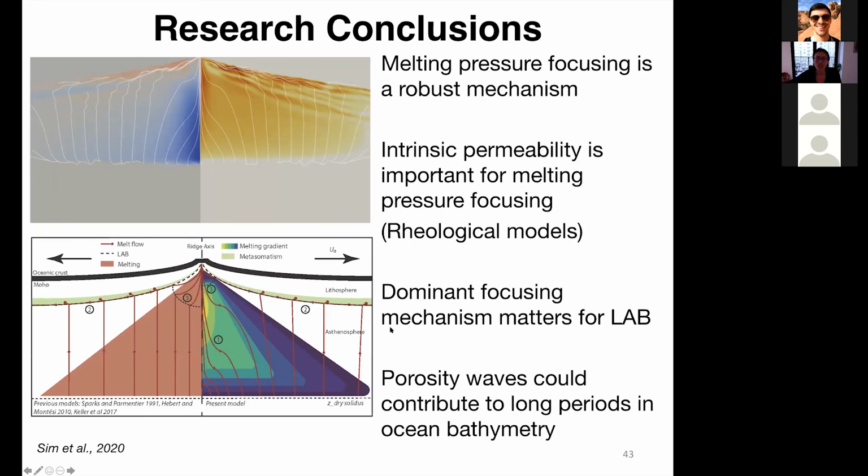So hopefully, some conclusions. Hopefully, I've convinced you that melting pressure focusing is a very robust mechanism, and it really comes out of the equations. Intrinsic permeability is very important for this melting pressure focusing, and also the rheological models, which I can talk about if anyone's interested. The dominant focusing mechanism really matters for understanding the lithosphere-asthenosphere system. And lastly, the porosity waves could really contribute to these long periods in ocean bathymetry.